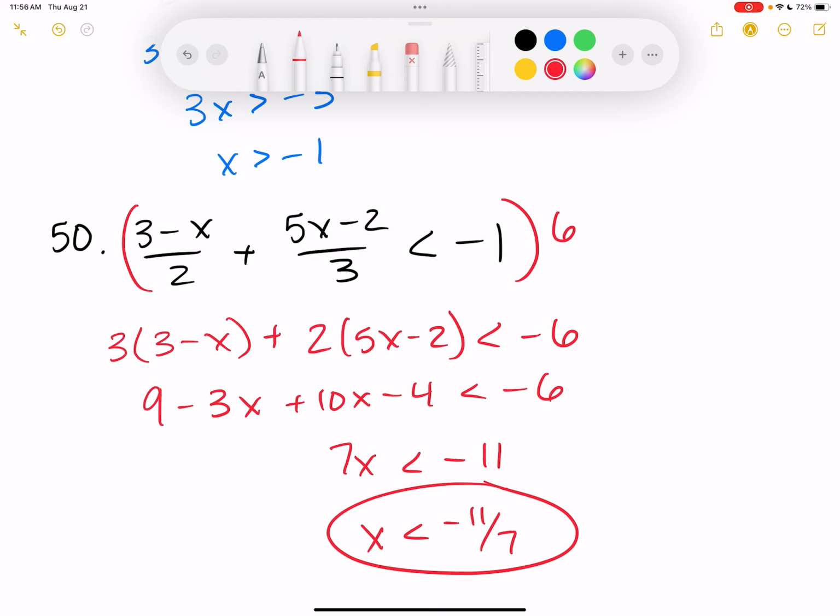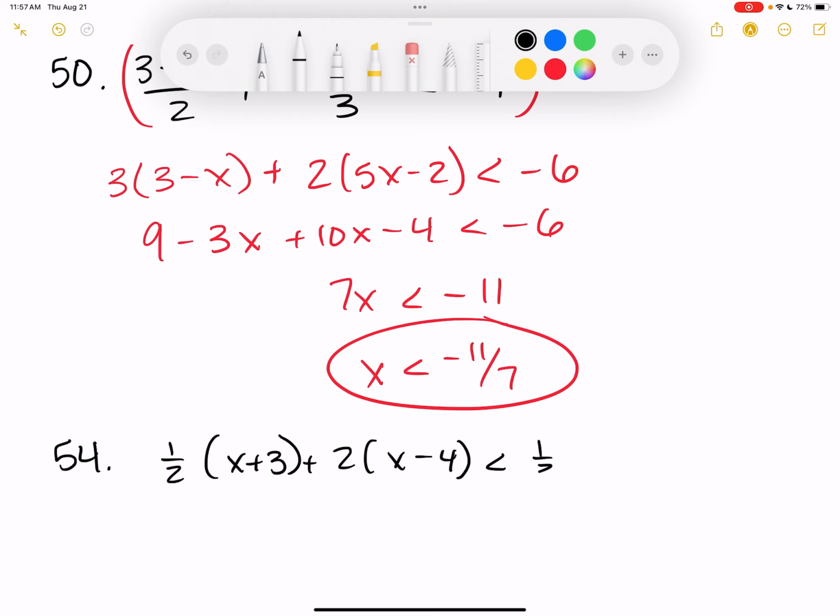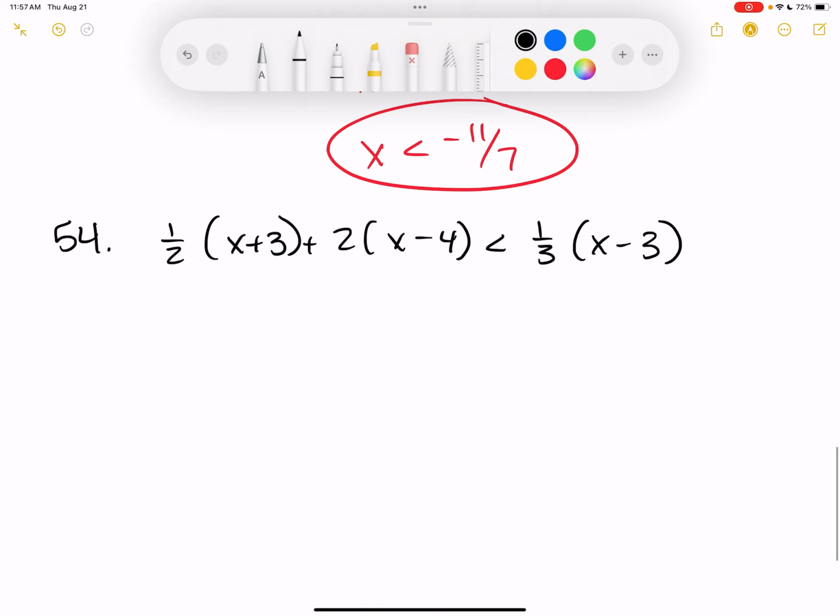All right, this next one I'm going to let you try on your own, and then we'll go over it, and unless y'all have questions, we're done. Number 54: 1/2 times x plus 3 plus 2 times x minus 4 is less than 1/3 times x minus 3. That's it. Take a second and try that one. Make sure we're all good to go.